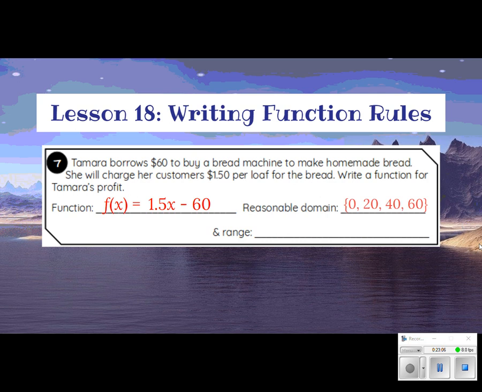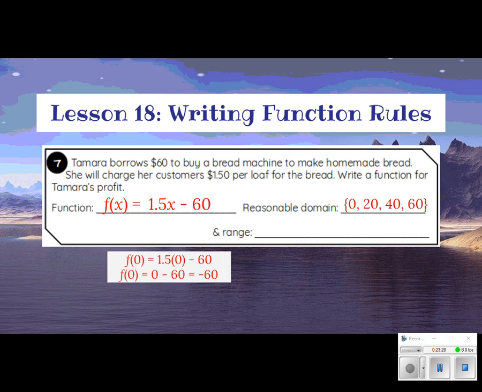So I picked 0, 20, 40, and 60 for my loaves of bread, and I wanted to do that so I could see how many loaves of bread she needed to sell in order to get out of debt. So those are the numbers I chose. If you chose 0, 1, 2, 3, or other numbers, that's okay, just as long as they're not negatives and they're not fractions.